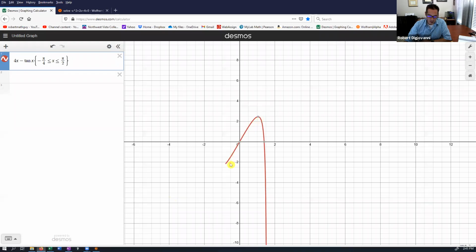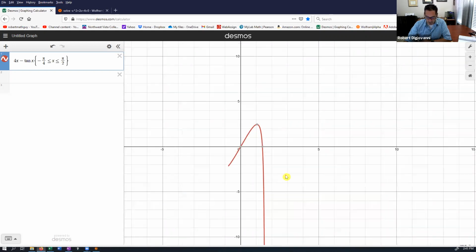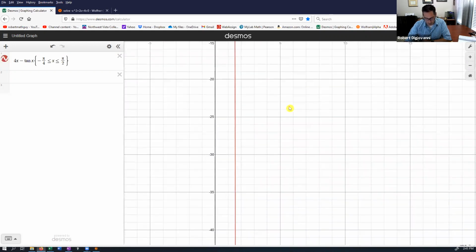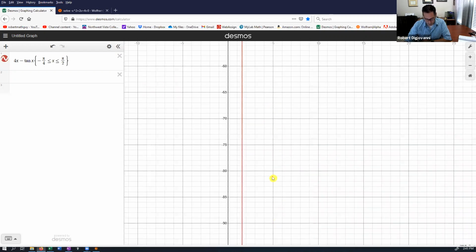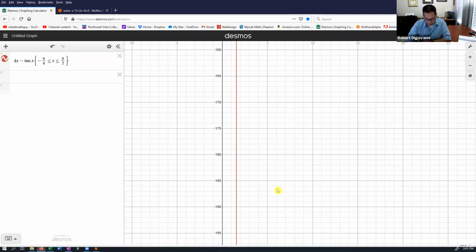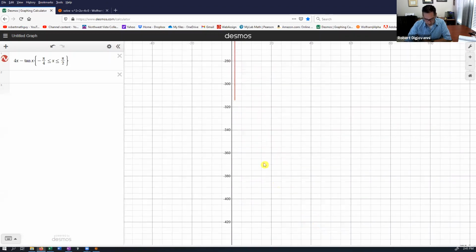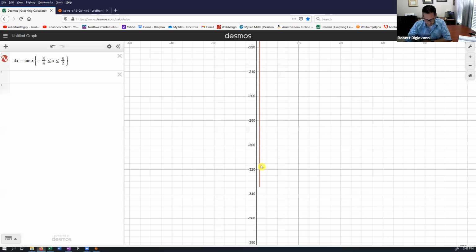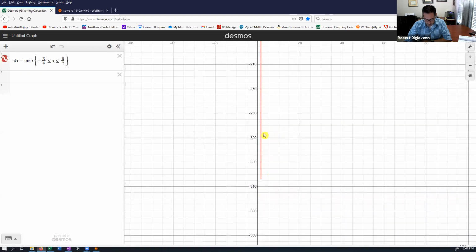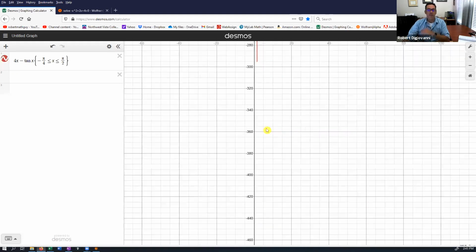And then over at the other endpoint over here, this is negative pi over 4. But that's not going to be our minimum. Our minimum is actually, whoa, where is the minimum? There it is. It's way down here somewhere. You'll have to mess with that one. Okay.